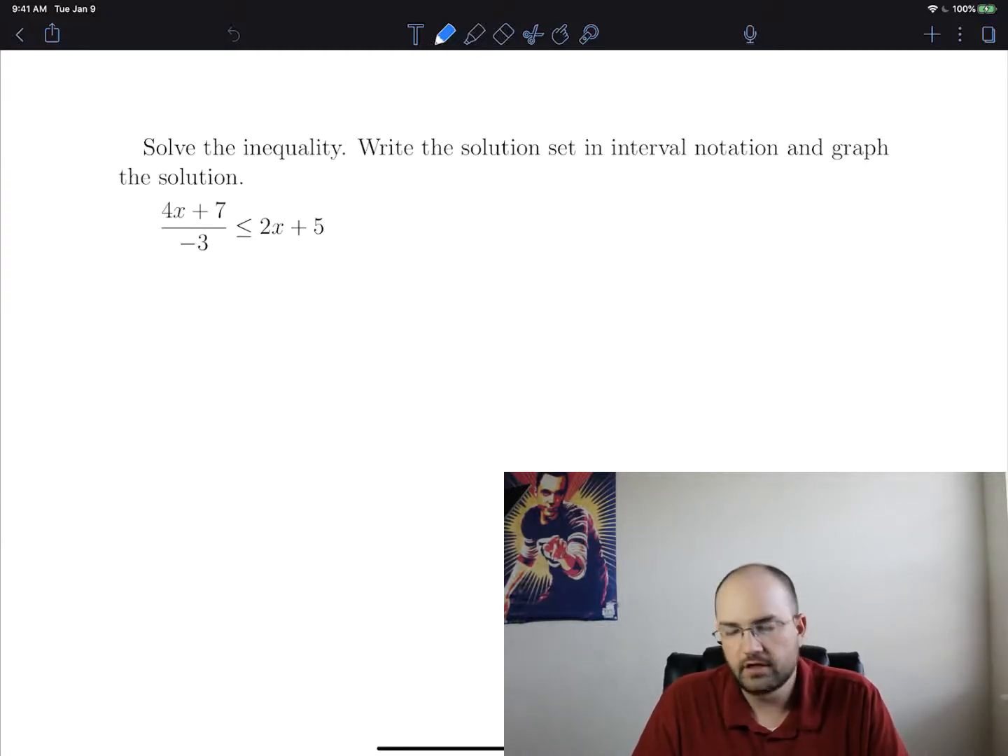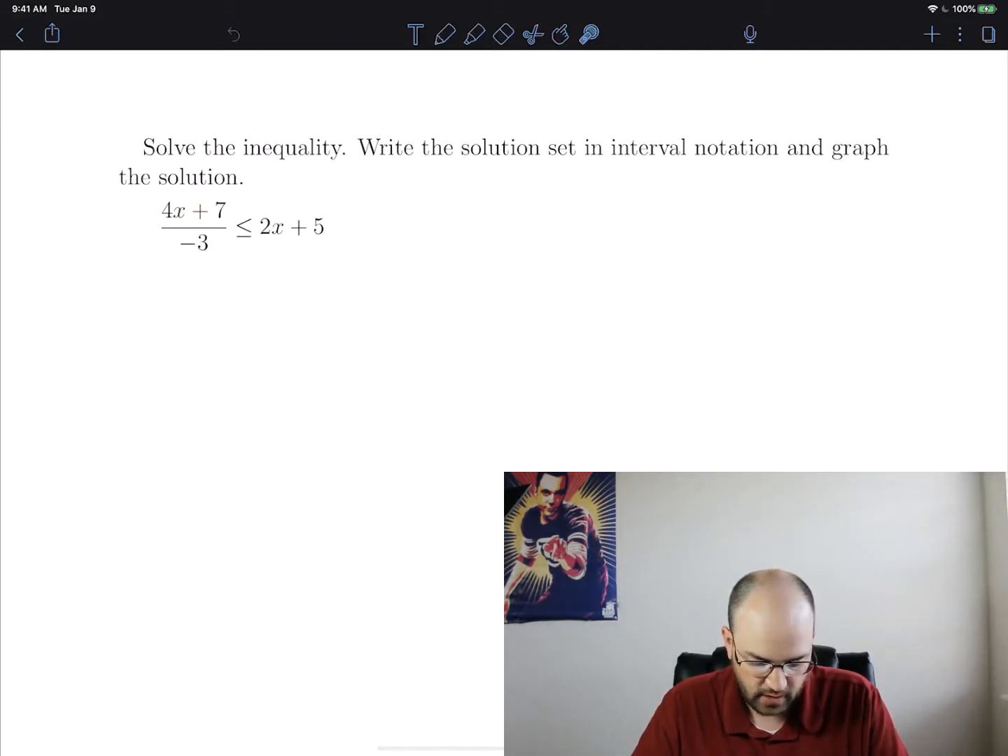In this one, we want to solve the inequality, write the solution set in interval notation, and graph the solution. Our question says (4x + 7) / -3 is less than or equal to 2x + 5.